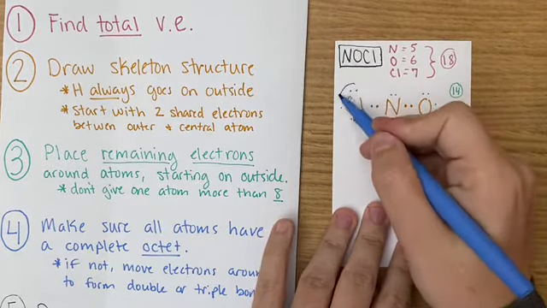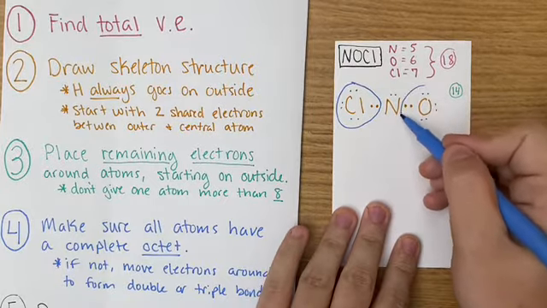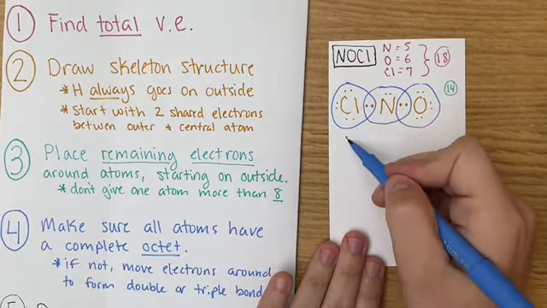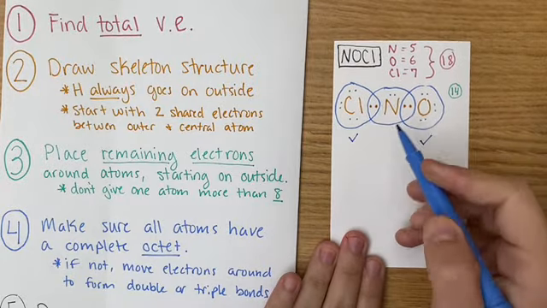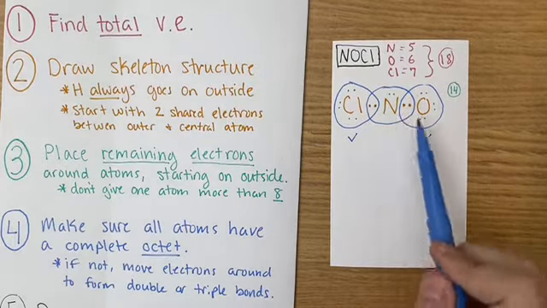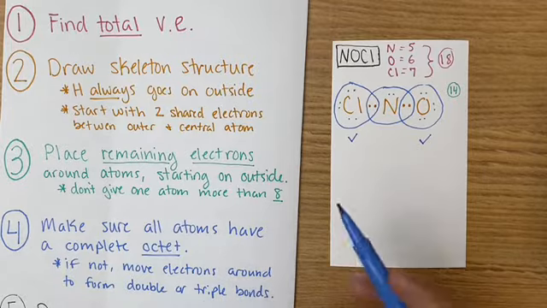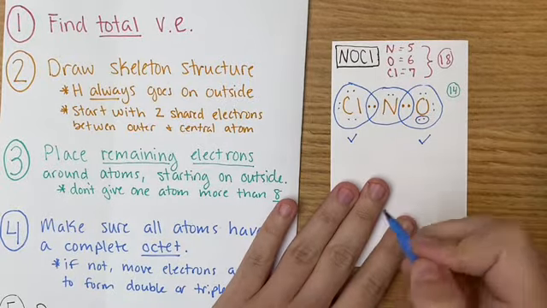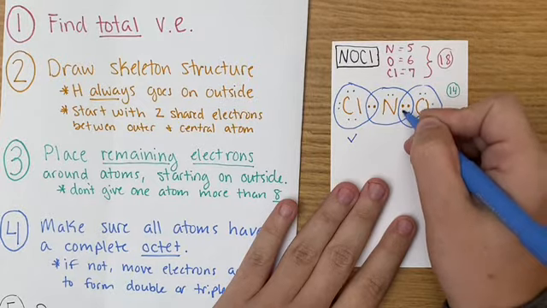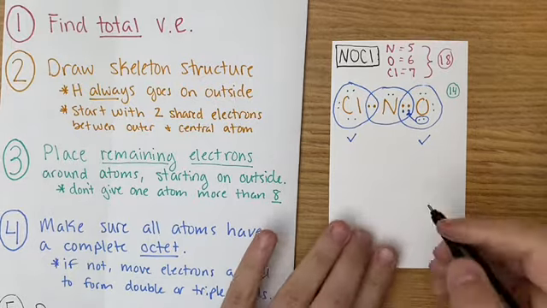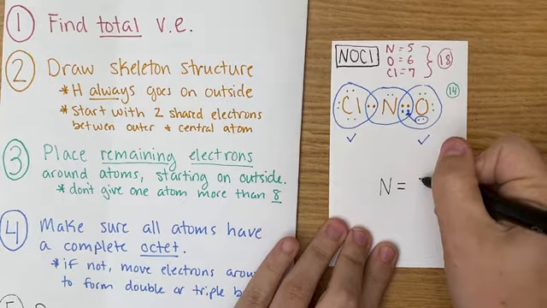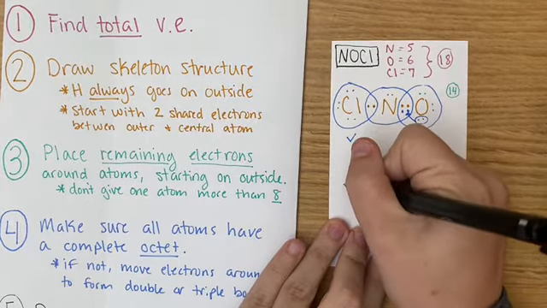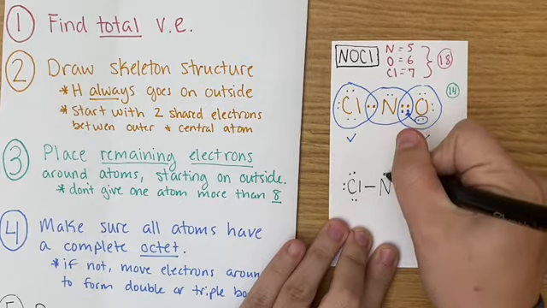So let's check. These electrons belong to chlorine, these ones belong to oxygen, and these ones are shared with nitrogen. That gives us 2, 4, 6, 8 for chlorine, 2, 4, 6, 8 for oxygen, and 2, 4, 6 for nitrogen. Since nitrogen doesn't have its octet yet, we're going to move electrons around to form double or triple bonds. Let's say oxygen, and we're going to take 2 of oxygen's electrons and move them so that they're shared with nitrogen. Here's what our final structure would look like: nitrogen double bonded to oxygen, which has 2 lone pairs, single bonded to chlorine, which has 3 lone pairs, and we have that 1 lone pair left on nitrogen.